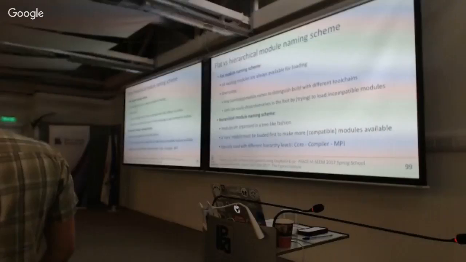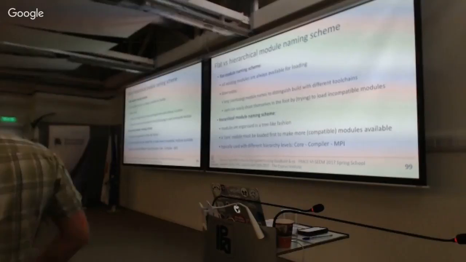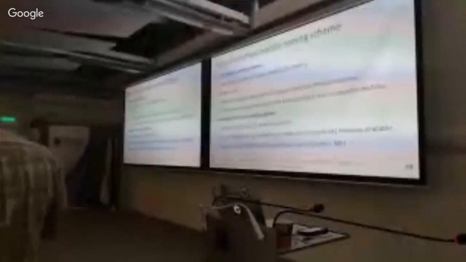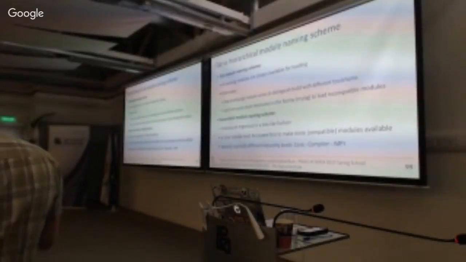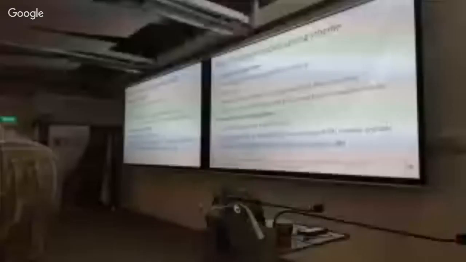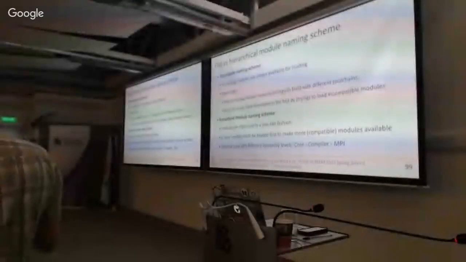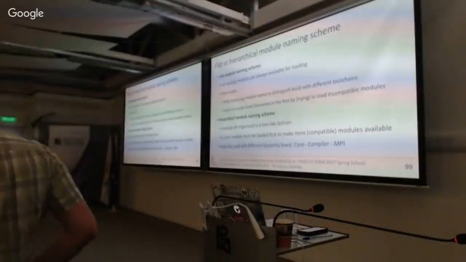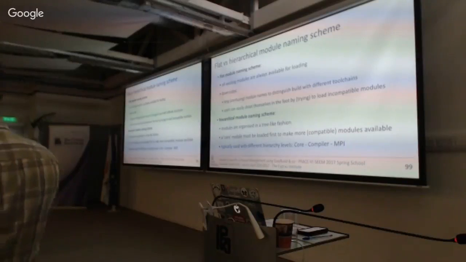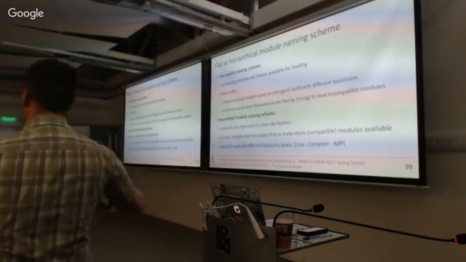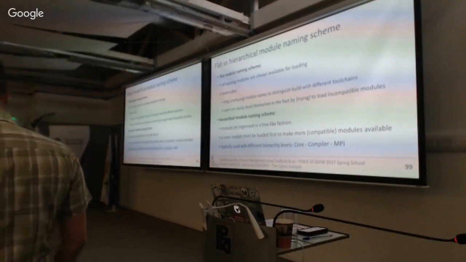So, flat versus hierarchical naming scheme. A flat naming scheme means that all the modules you install are available all the time for the users. This can be confusing because not all modules are compatible with each other. Something installed with GCC 4, you can only combine it with something installed with GCC 4, for example. You have to be very careful. Also, in a flat naming scheme, the module names can be quite long. It's software version, toolchain, and the users don't really understand what toolchains are.